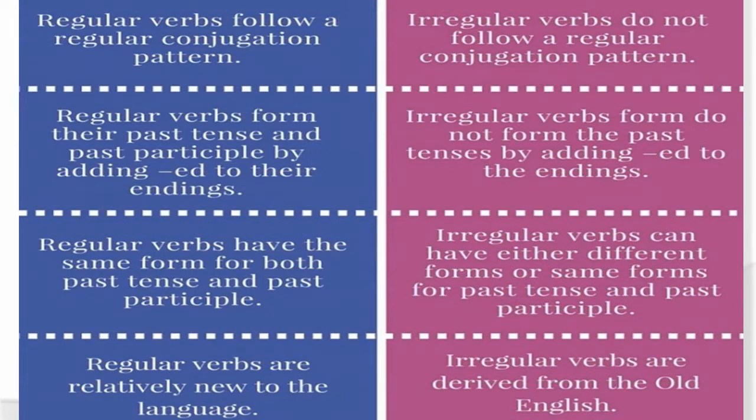I have managed a table to make you understand the difference between regular and irregular verbs. You see, regular verbs follow a regular conjugation pattern, but irregular verbs do not follow a regular conjugation pattern, which we discussed before. Regular verbs form their past tense and past participle by adding ed to their endings. You saw that developed, asked, conjugated, yeah. But irregular verbs do not form the past tense by adding ed to the endings. They conjugate in different ways we discussed before.